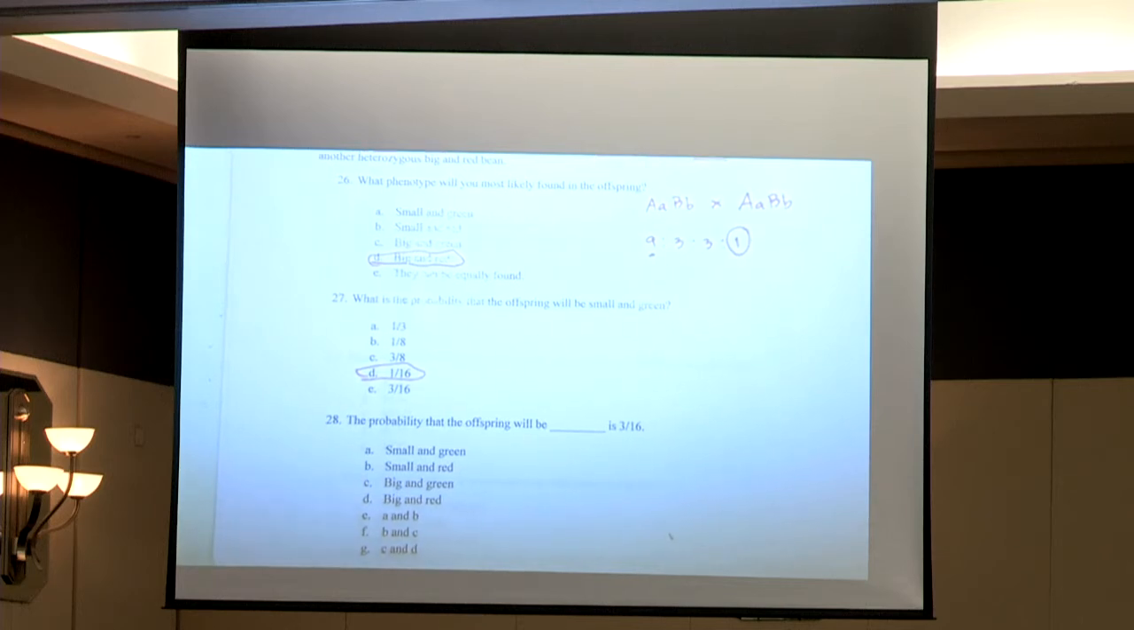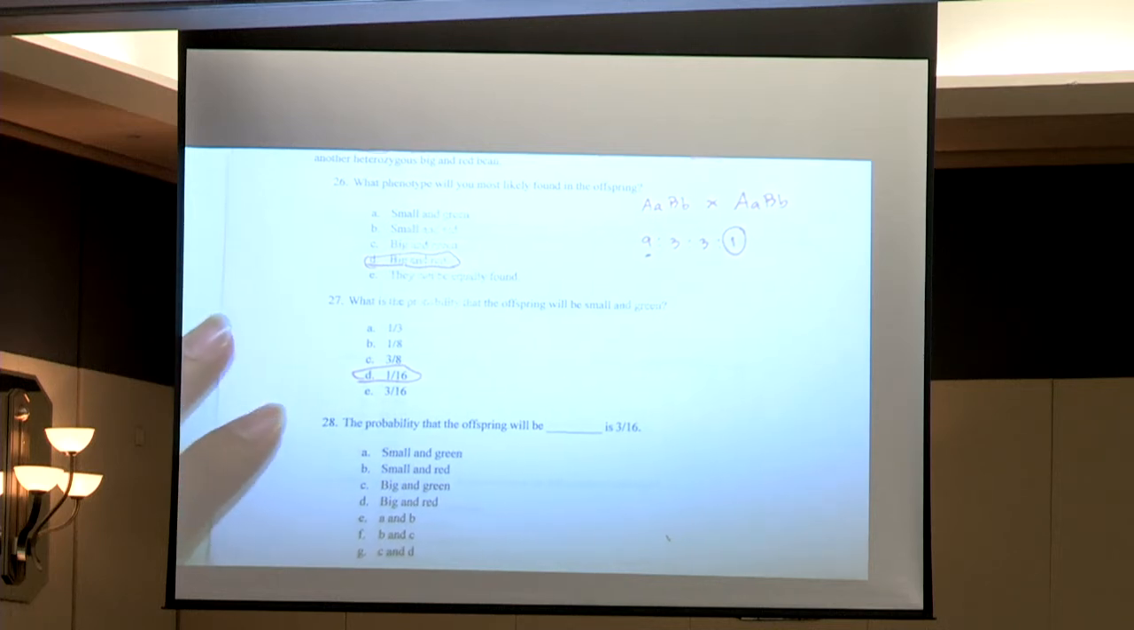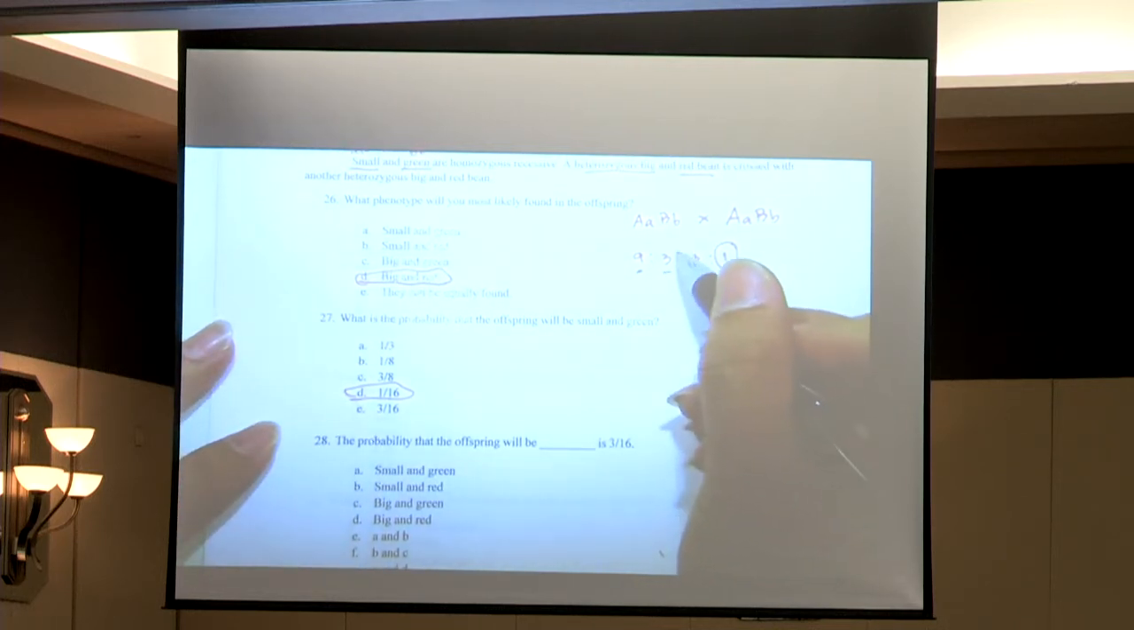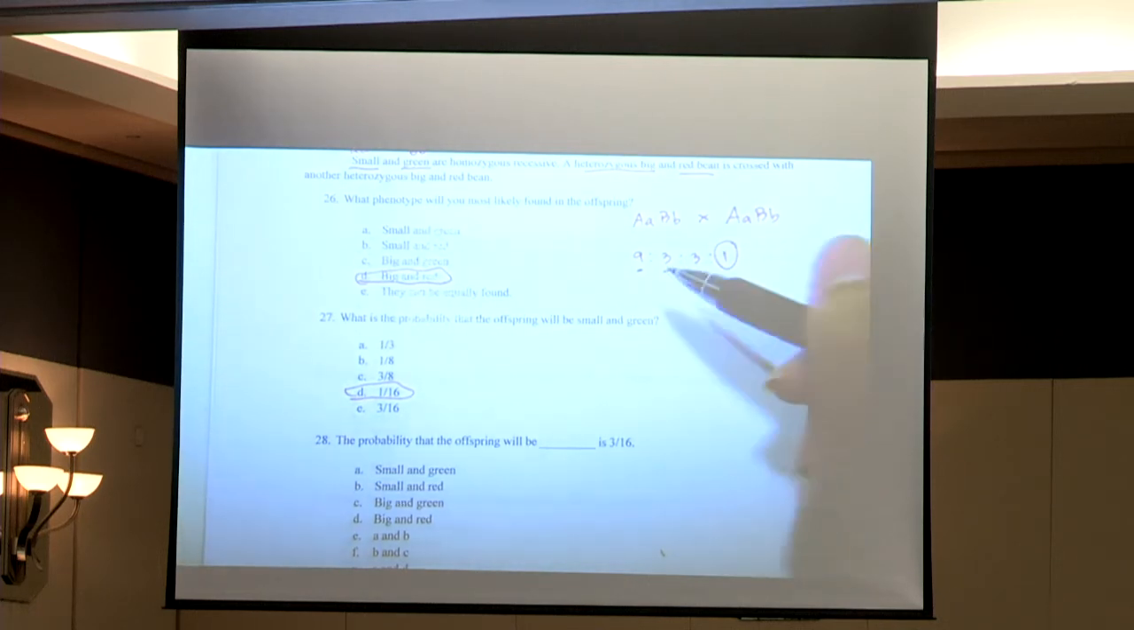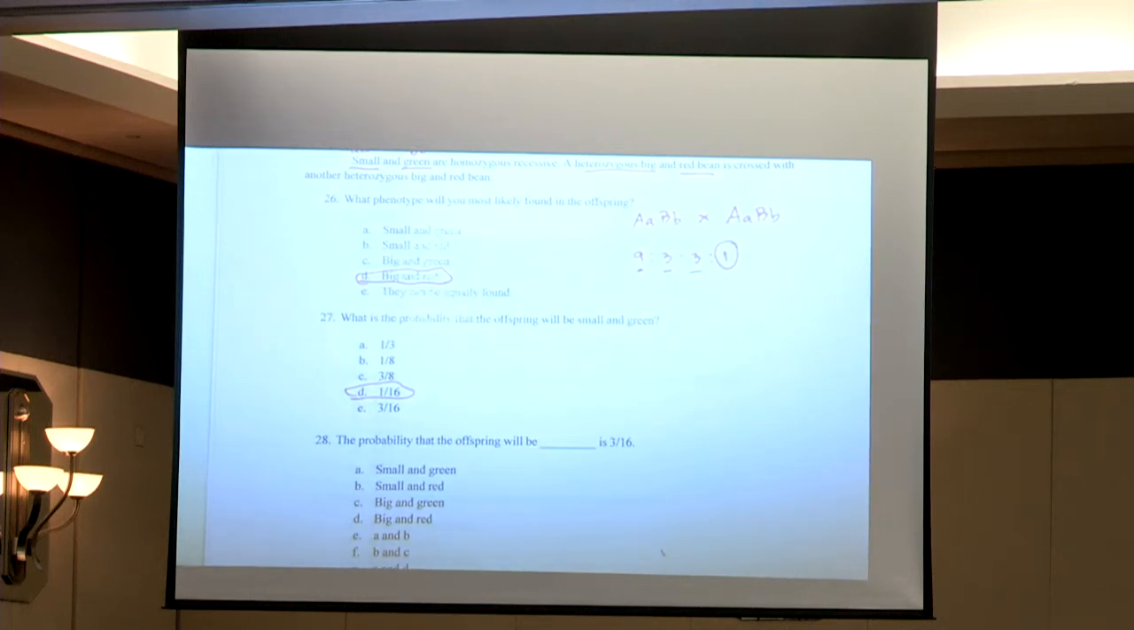So next one, the probability that the offspring will be blank is 3/16. So basically, those are these two, right? These two would be, one would have the dominant gene for the color, and another one would be for the size.